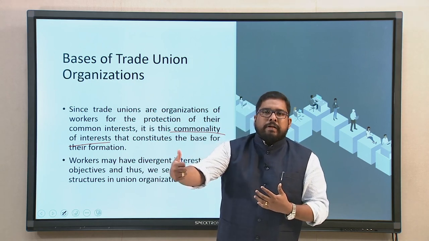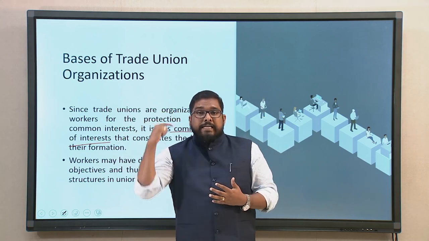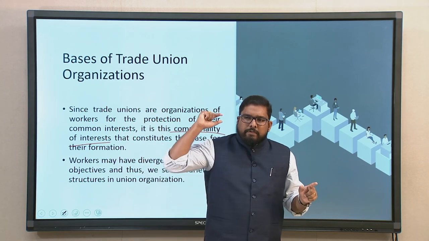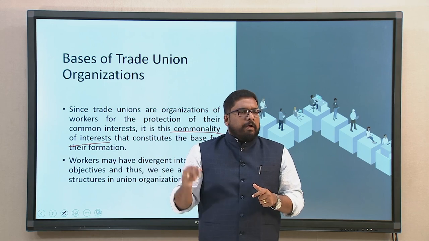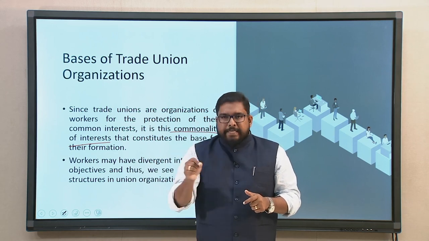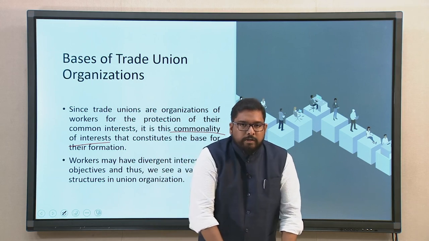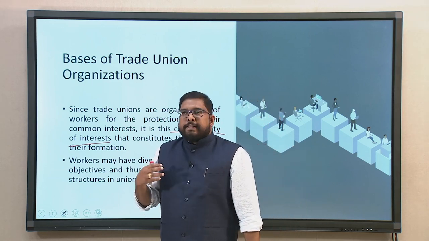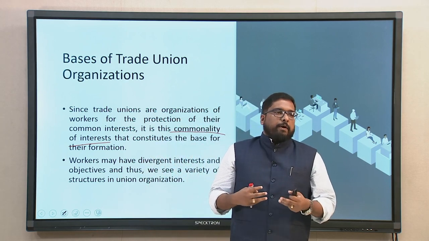Whatever the political affiliations, whatever the theoretical backup on which the trade union is based, whatever the ideological anchor, the basic notion of any trade union is the interest of the worker. Workers may have divergent interests and objectives, and thus we see a variety of structures in union organization.